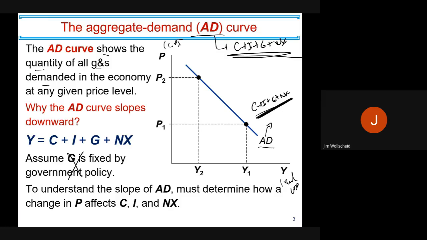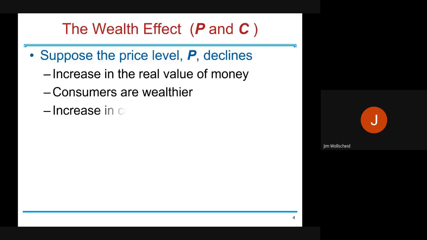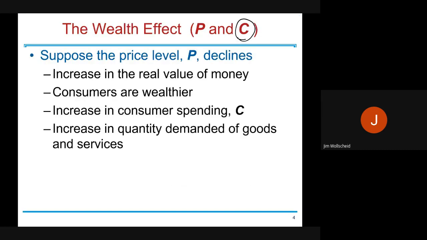Government officials don't think about prices. Listen to any debate in Congress. How many times do they say, well, prices went down, I think we should allocate more money there? That is not how they work. So prices don't affect G. So when we talk about why it's downward sloping, we're only going to talk about the variables that are affected by P. That's C, I, and NX. The first one we're going to talk about is C. The consumption part is going to be influenced by what we call the wealth effect.